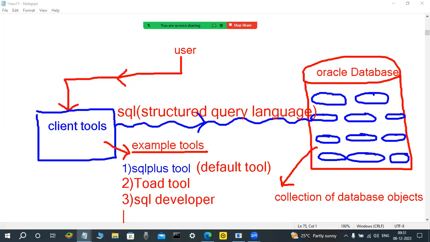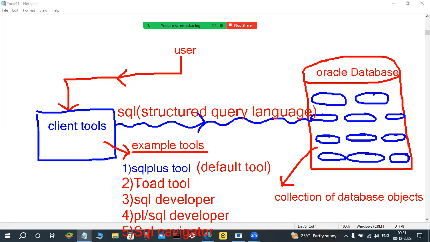This is also a GUI tool. Another one is the PL/SQL Developer tool. Again, another tool is SQL Navigator. Different companies use them according to their own wish. SQL Navigator is a tool.